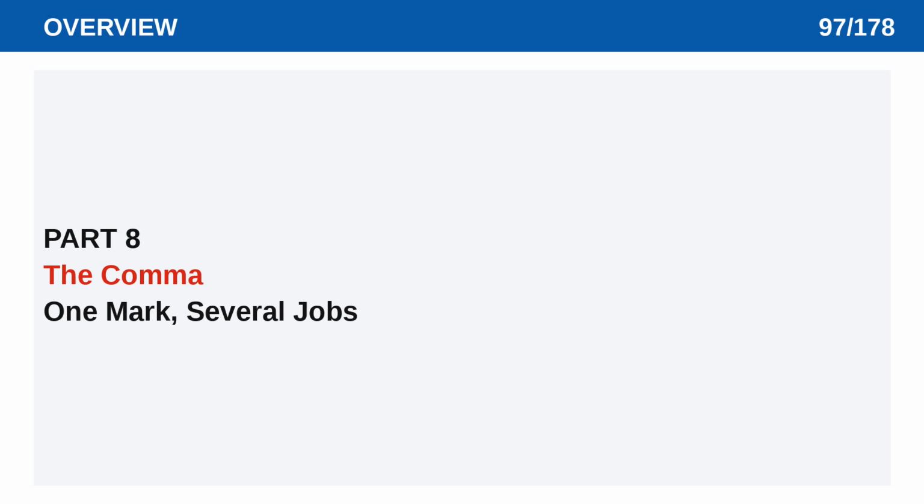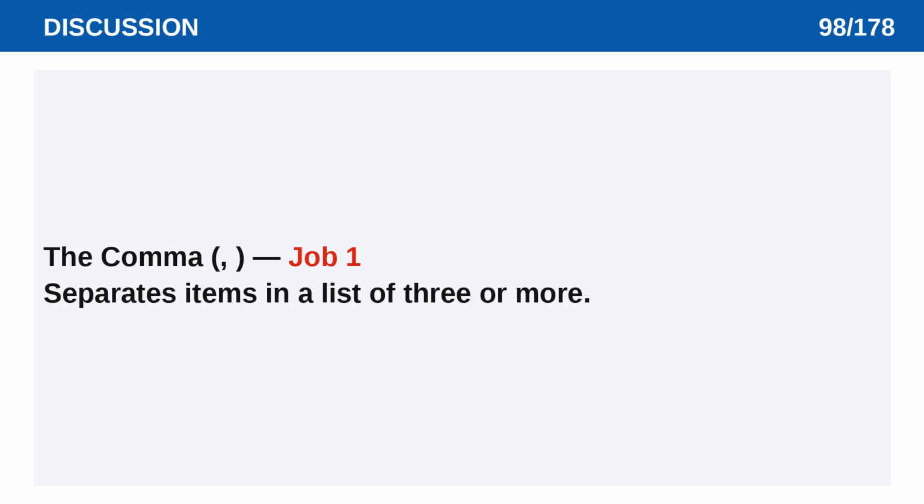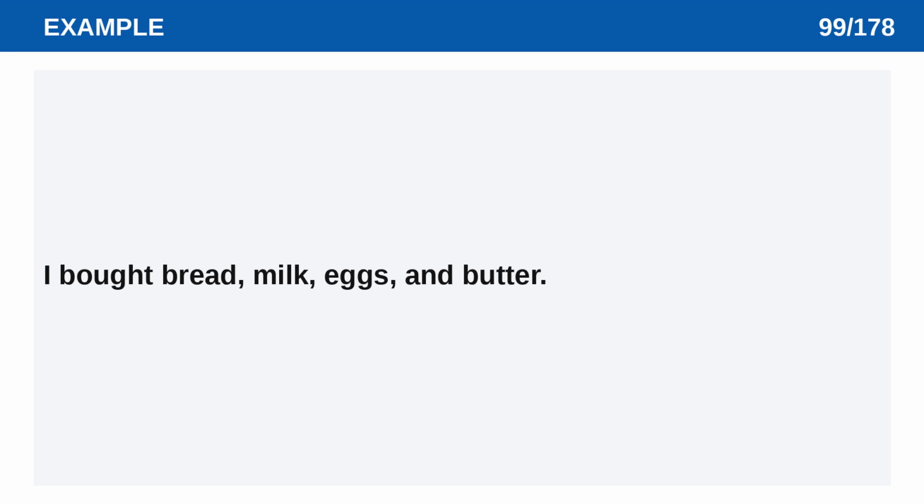Now, the comma. This mark does several different jobs, so we will go through them slowly, one at a time. Comma job number 1. We use a comma to separate items in a list when there are 3 or more items. I bought bread, milk, eggs, and butter. Notice the comma after each item in the list, separating them from each other.